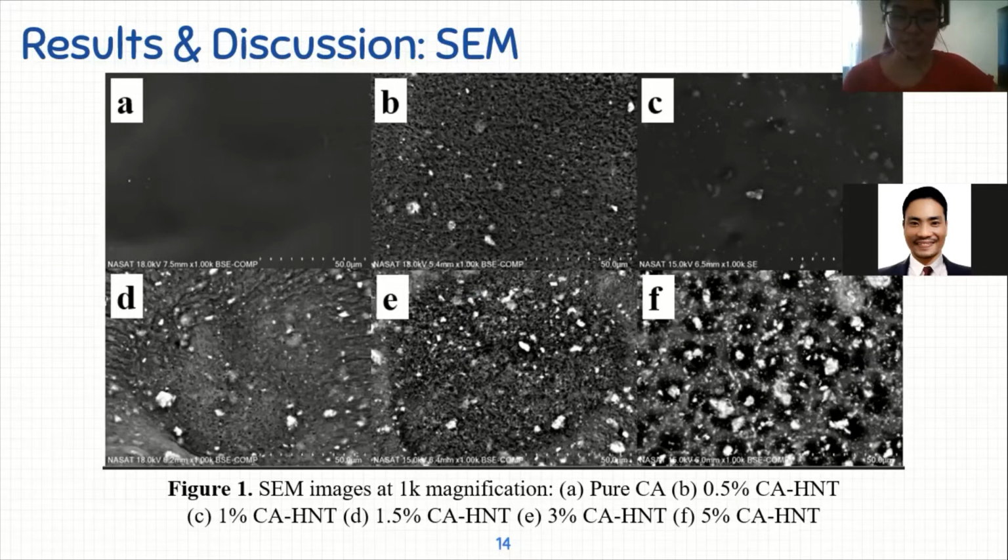In figure D, you can see there's an increased amount of texture, and this is actually where you can start to see, even if it's just a 2D image, you can already foresee that it has an uneven surface. So at this concentration, there's already an uneven surface forming. And for sample E and F, where there's 3% and 5% HNT, there's a massive increase in that unevenness. There's more texture present. And so overall, it's actually sample F with 5% HNT, which is the roughest membrane if we base it on the SEM images alone.